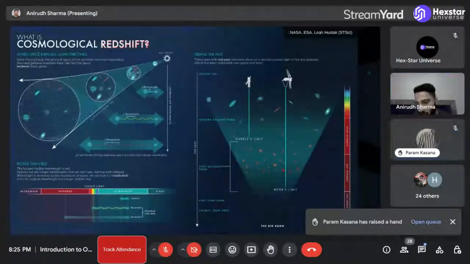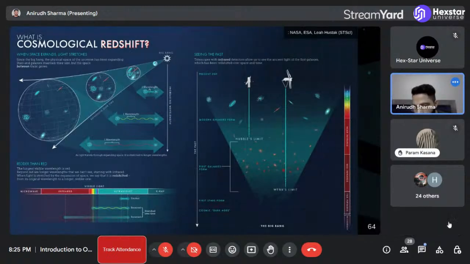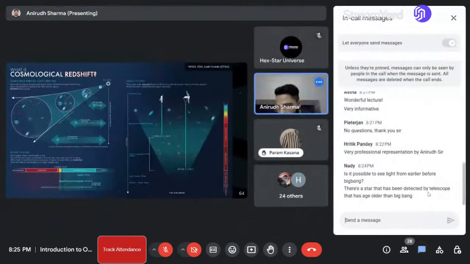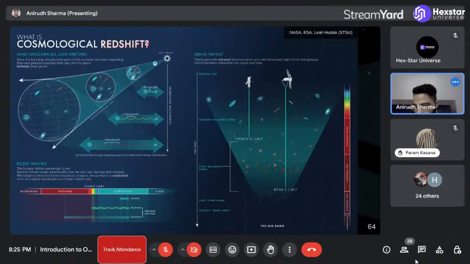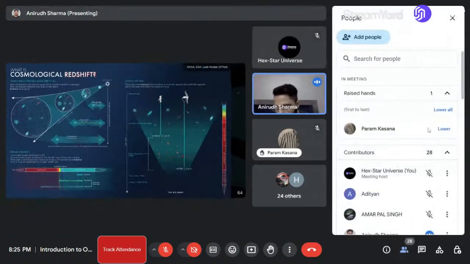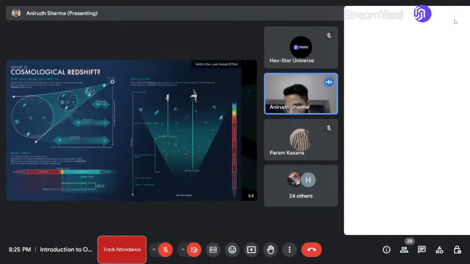I think Nadi, or I'm sorry if I'm pronouncing the name wrong, has a question. Is it possible to see the light from earlier or before the Big Bang? There is a star that has been detected by a telescope that has an age older than the Big Bang.